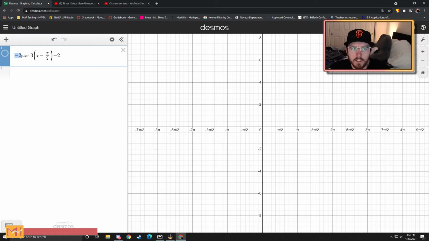The negative flips, the A value changes the amplitude, the B value changes the period. This value in parentheses moves it left or right, and this value on the outside moves it up or down. I need you to know that, okay?